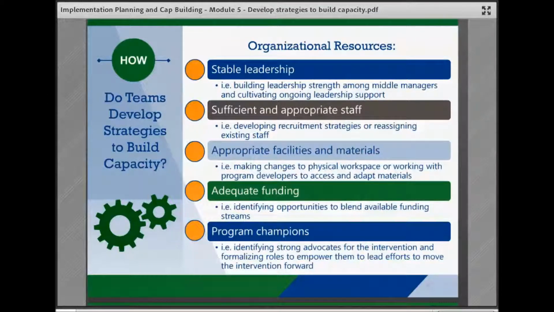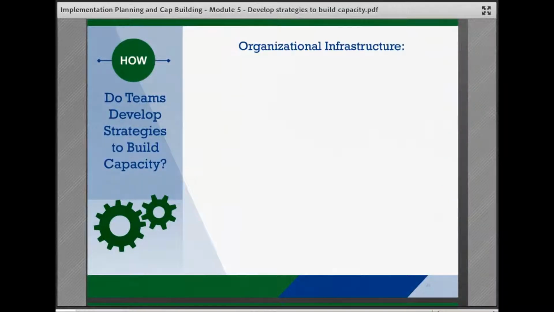It is important to recognize that these examples may not be appropriate for all agencies and that teams will need to consider strategies that are appropriate to their agency context, levels of readiness, and capacity. Organizational infrastructure are the systems, structures, policies, protocols, and processes that help the agency function.